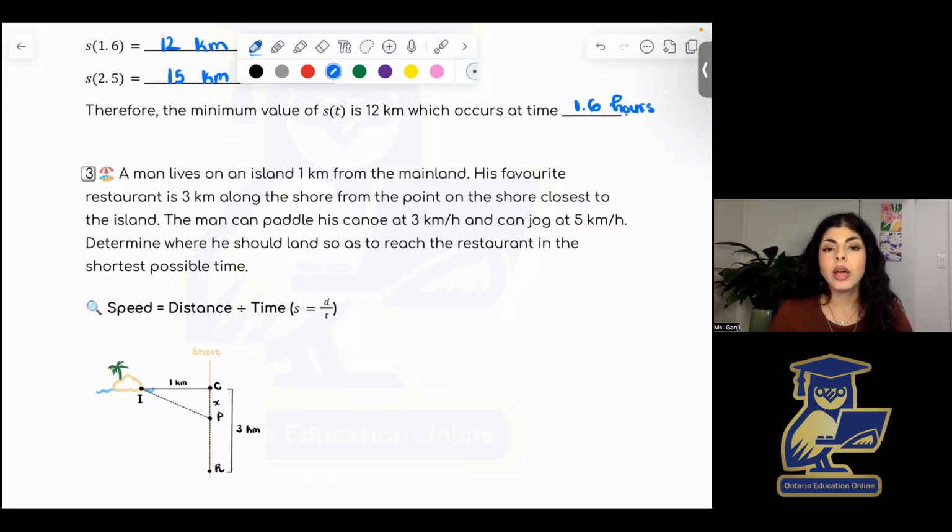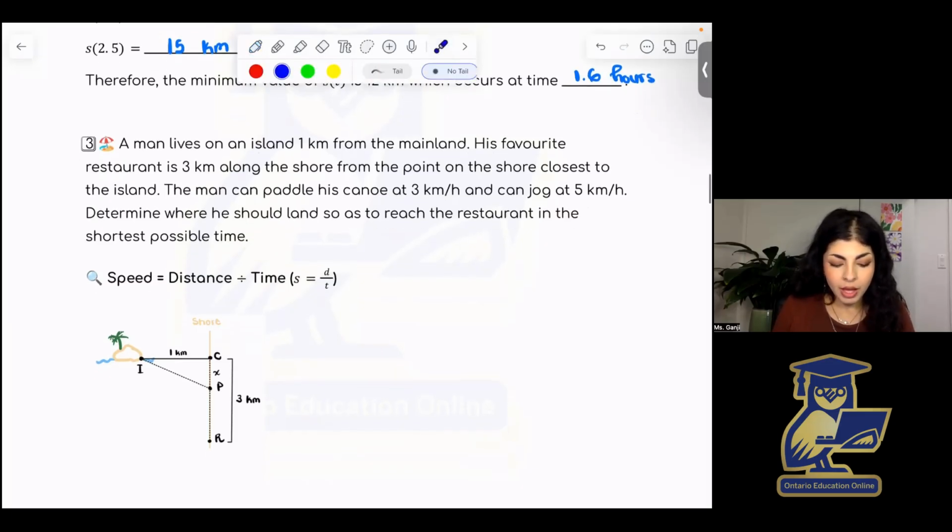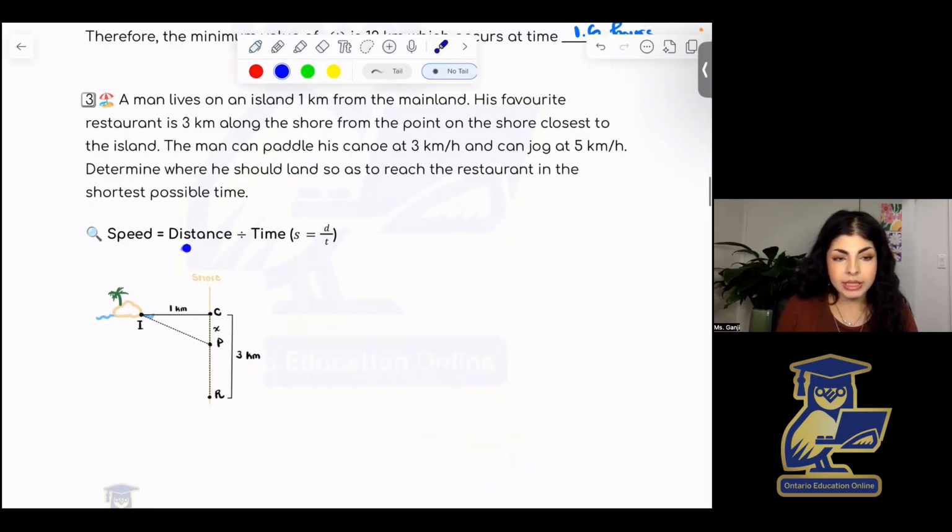So we want to have a function that would tell us the time. And so let's start with our diagram. And I do have this additional information here for you as well, which we will use shortly.